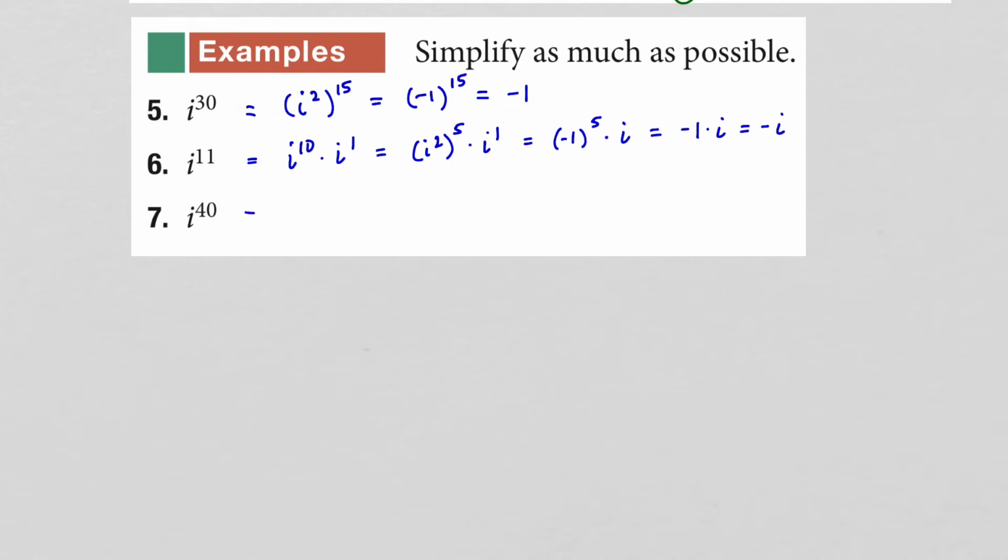And for our final example here, i to the 40th power, we can think of this as i squared to the 20th. i squared is negative 1, and negative 1 to the 20th power is positive 1.